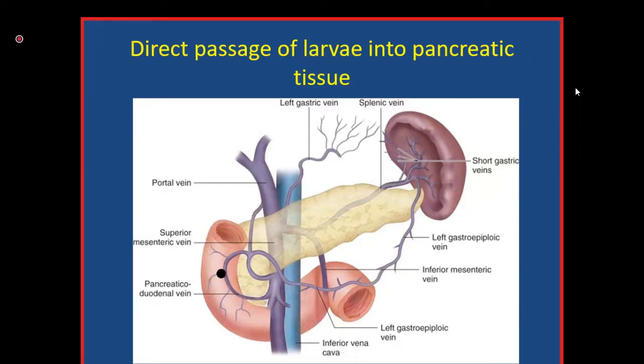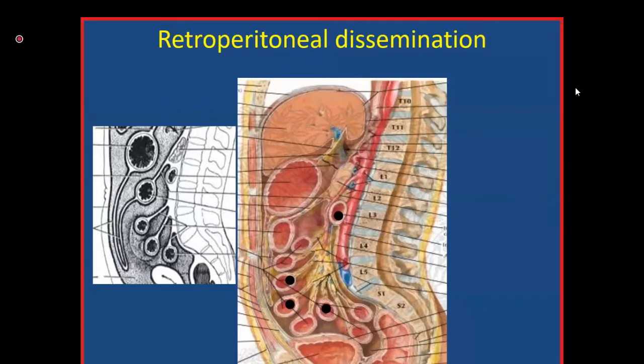The other route is through the portal circulation. From the portal circulation, before going into the liver, it can deviate into the SMV or splenic vein. From there it can settle into the pancreatic parenchyma by retrograde spread. This is the fourth method.